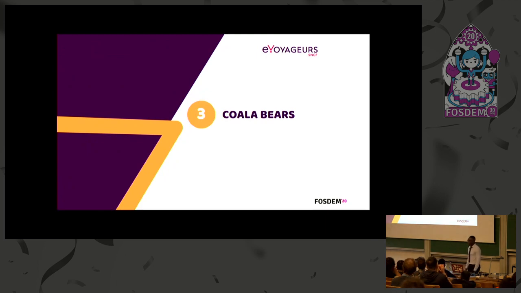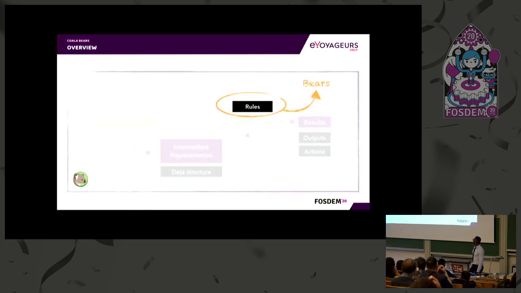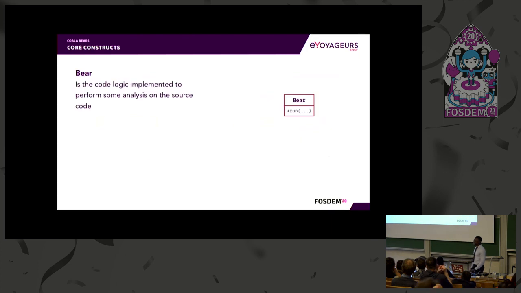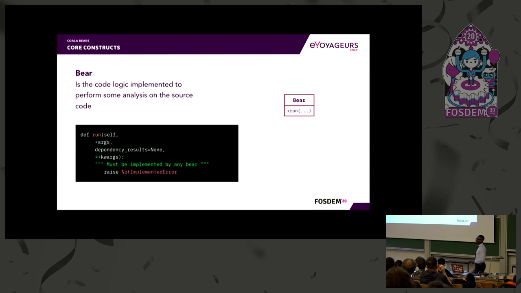Okay, let's see how bears work and what bears really are and how to create your own bears. As I said, bears are only rules. But bears are the base construct when you need to write a rule. You have to implement the run function. And the run function is the one which is executed to run your algorithm. From the bears, you have two classes, local bears and global bears. Actually, your code should extend from those two.